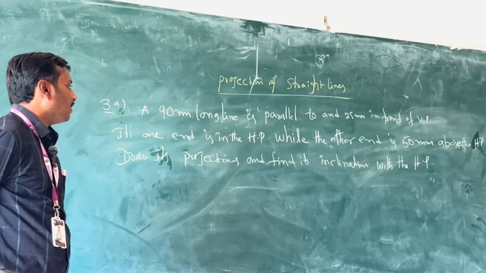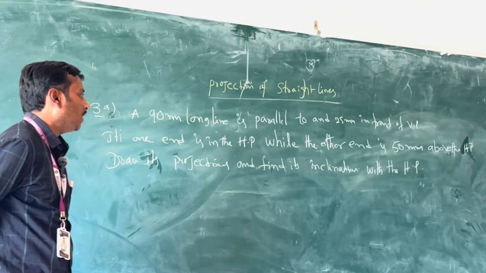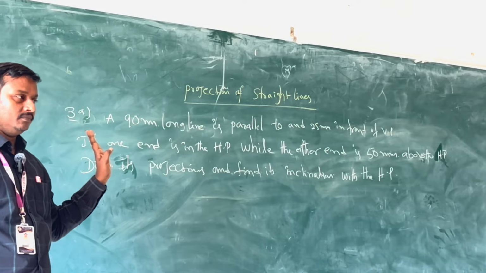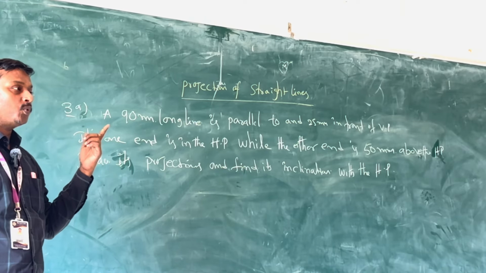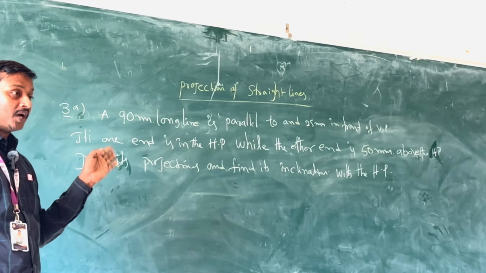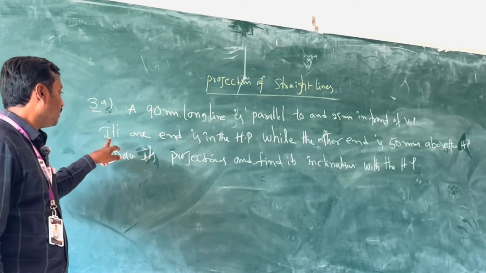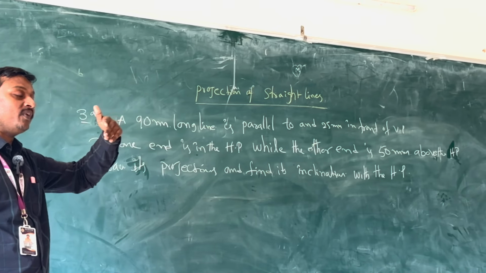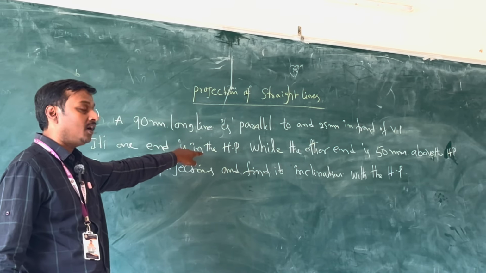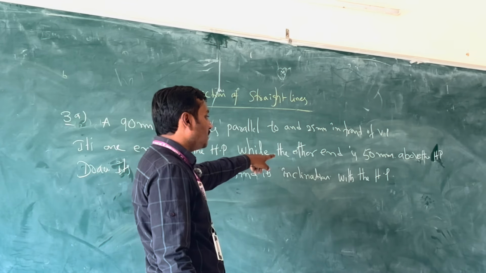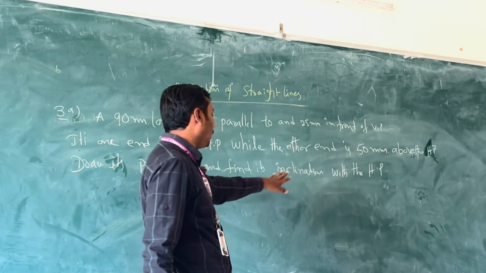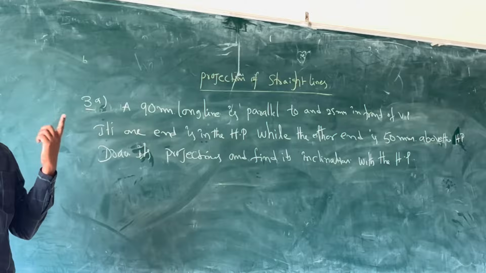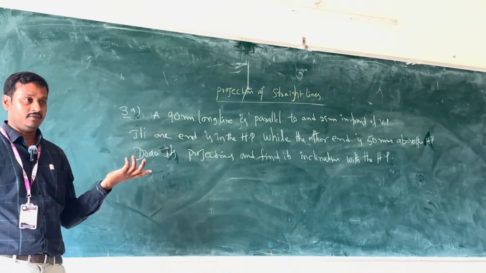Problem 3A. A 90 mm long line is parallel to VP and 25 mm in front of VP. Before, the problem was parallel to HP; here it is parallel to VP. One end is in the HP while the other end is 50 mm above the HP. Draw the projections and find its inclination with HP. Before, it was inclination with VP.